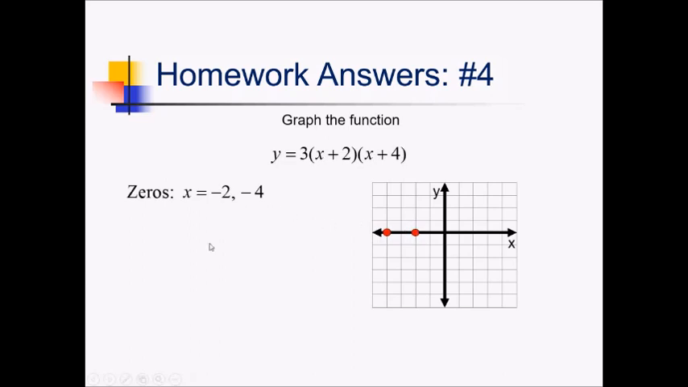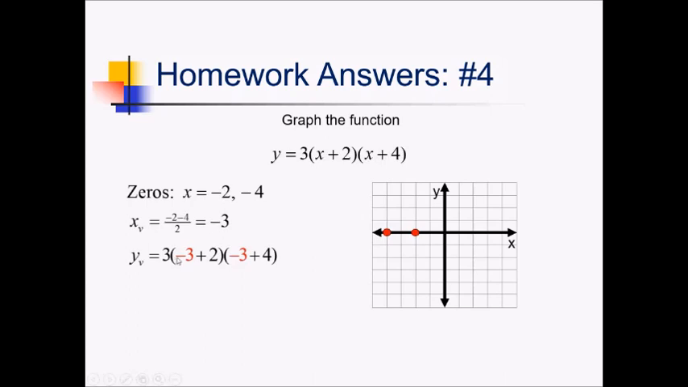Let's average these together now to get the vertex. So -2 plus -4 over 2. And that's going to be -3 when all is said and done, -6 over 2. So that's the x value of the vertex, the axis of symmetry. To get the y value of the vertex, we plug -3 back in for x in the original equation.